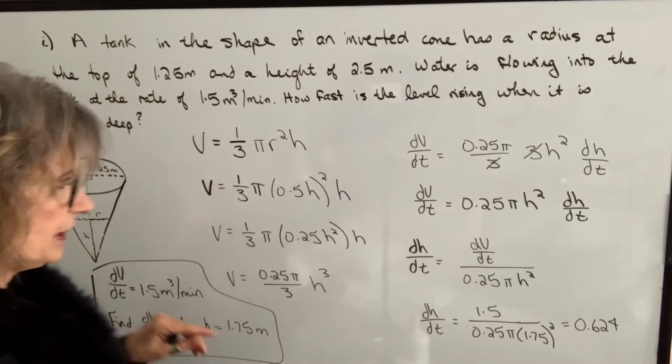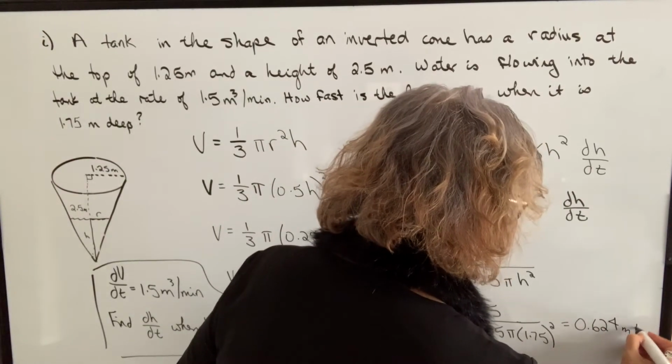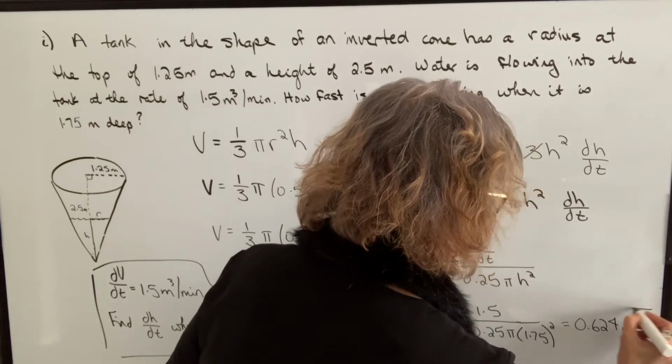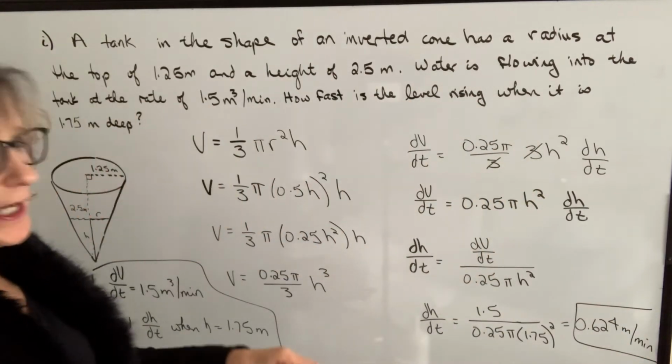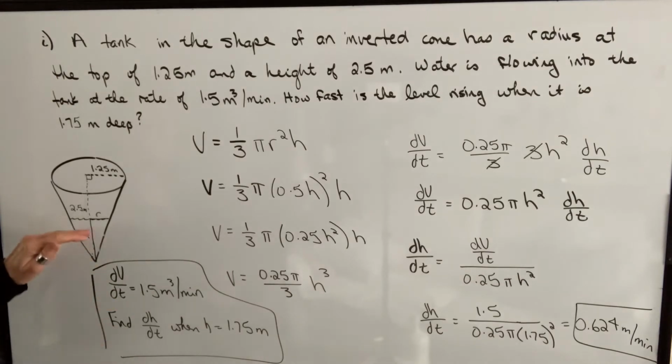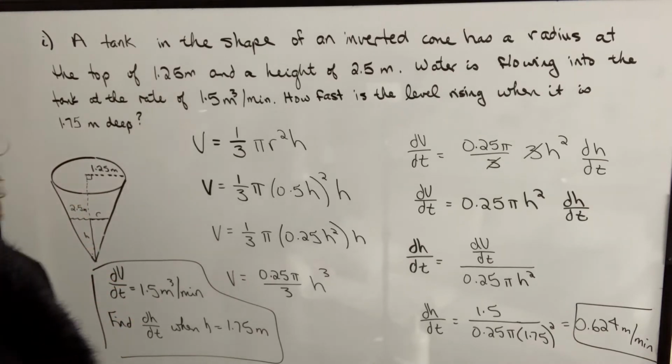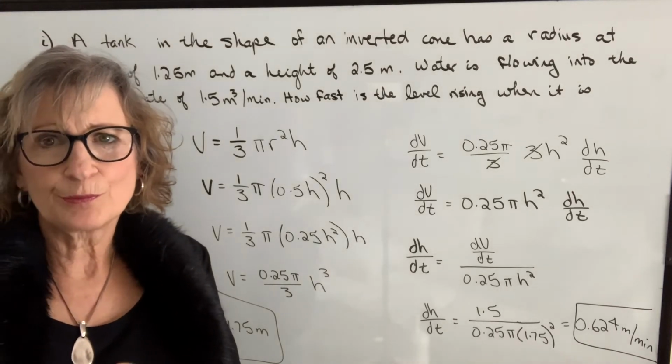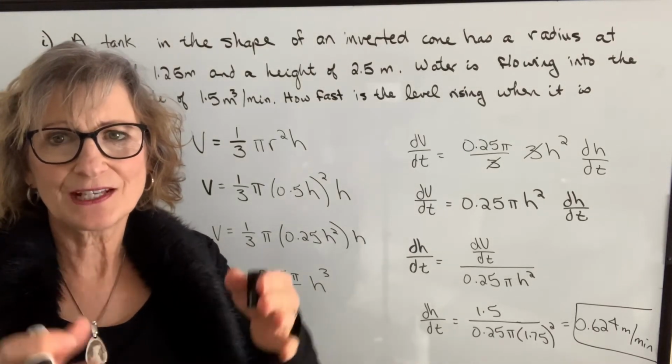Height is measured in meters. Our time is per minute. So the height would be rising at 0.624 meters per minute. And that's going to change depending on the height. The water is going to rise faster at the bottom than at the top, because at the bottom it's over less area than at the top.